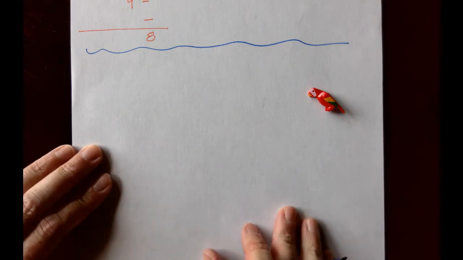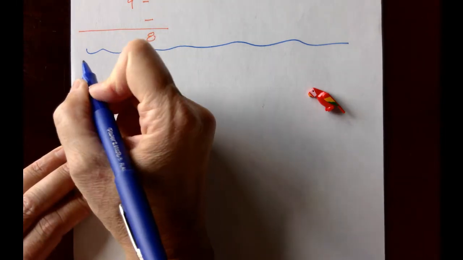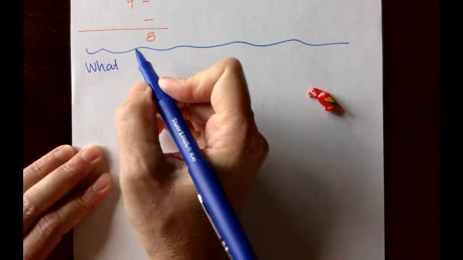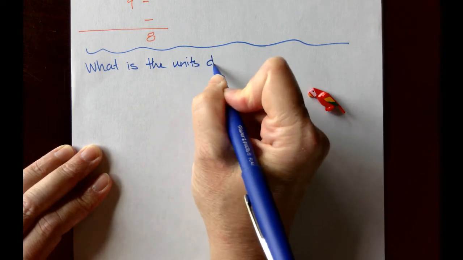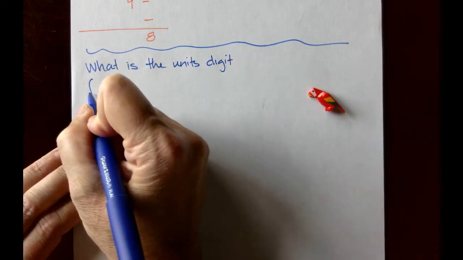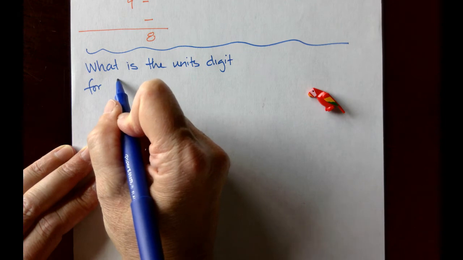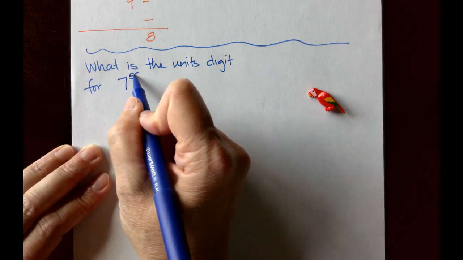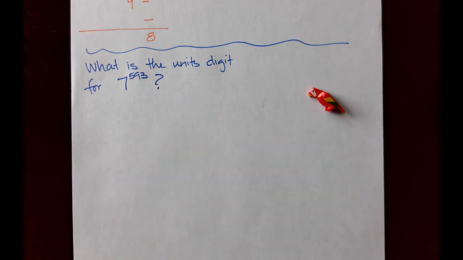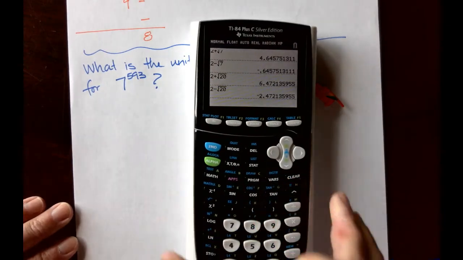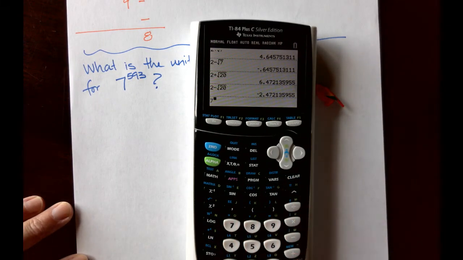Let's say that we wanted to know what is the units digit for 7 to the 593rd power. And you might think, oh, this doesn't have to do with patterning. I will just get my calculator and ask it for 7 raised to the 593rd power. It will give me an answer and I will write down that units digit.